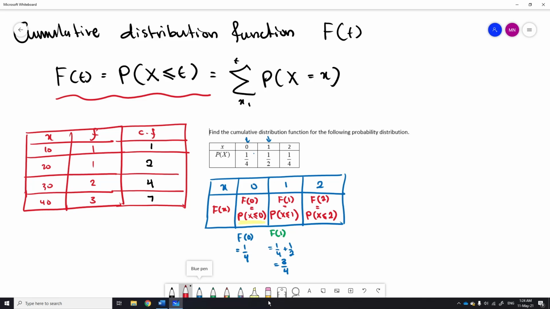Then for F(2), it will be equal to the probability of X less than or equal to 2. So that is 0, 1 and 2. So that comes 1 over 4 plus 1 over 2 plus 1 over 4, and that becomes equal to 1. So just the same thing as we did for cumulative frequency.